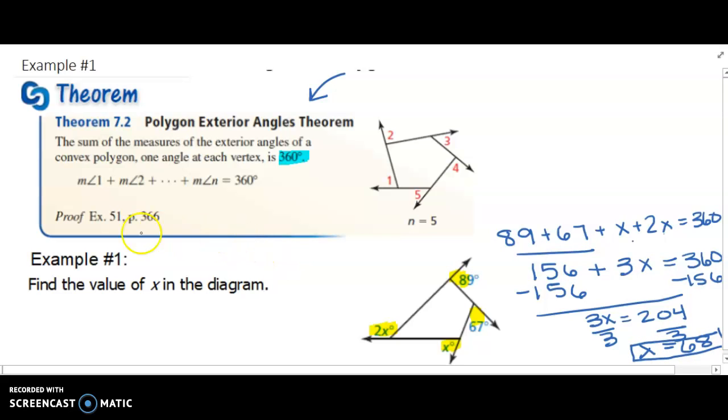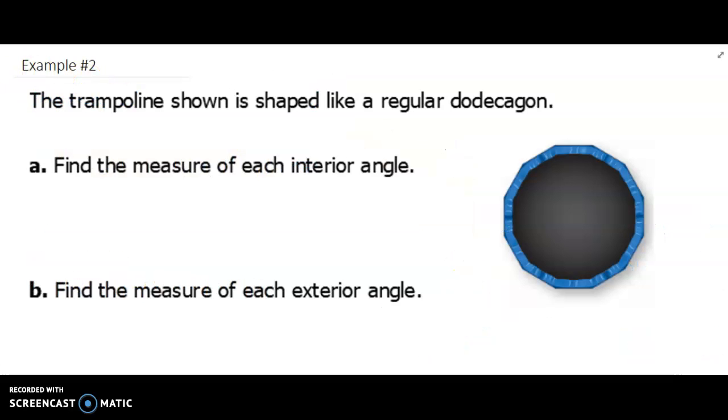Of course, it asks for the value of x. If it would have asked for the measure of the angles, we would have just plugged x in here and here to get those. All right, let's look at example 2 now.